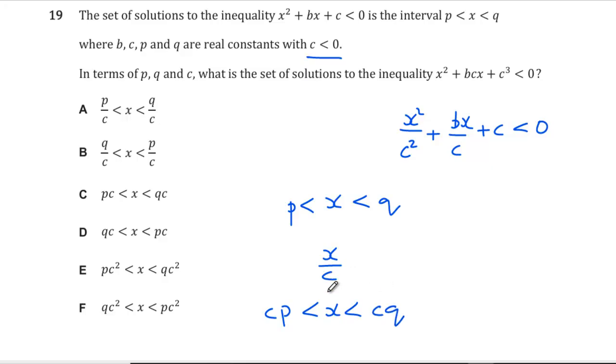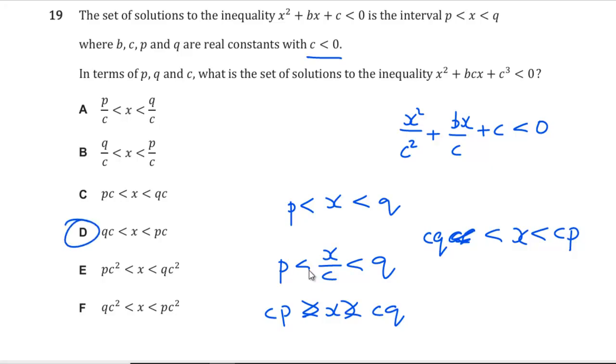Oh no, it won't, because c is negative. So if I've multiplied by the c's, I've got to flip the signs around, haven't I? So I'm going to end up with x is greater than cq. Oh dear, I've forgotten that right now. cq and less than cp. Okay, so does that fit with these? That looks like, oh, I've written in qc and pc. So D. Okay.